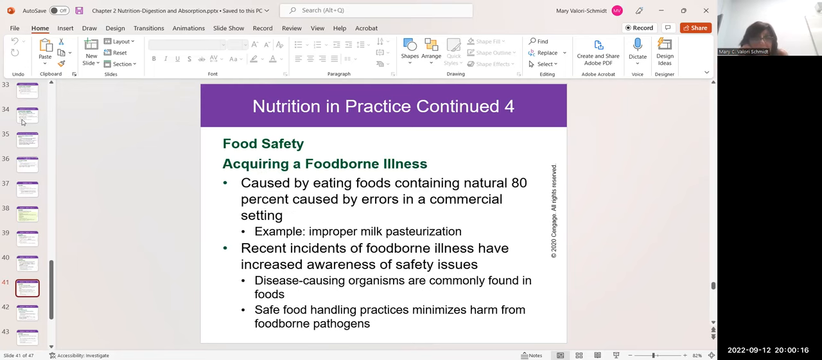What else? Acquiring a foodborne illness. This has got to be a typo in this. Caused by eating foods containing natural 80% caused by, like, that sentence makes no sense at all. I'll synopsis it for you guys.